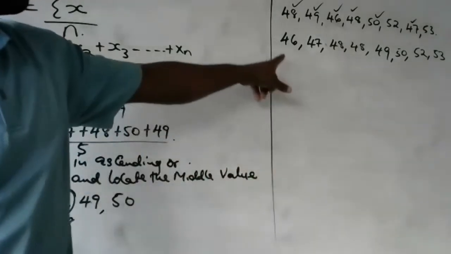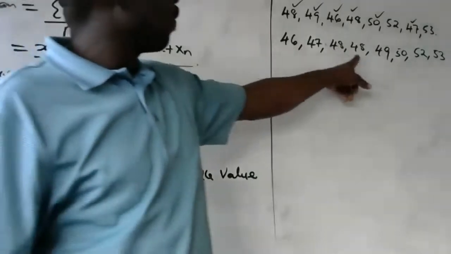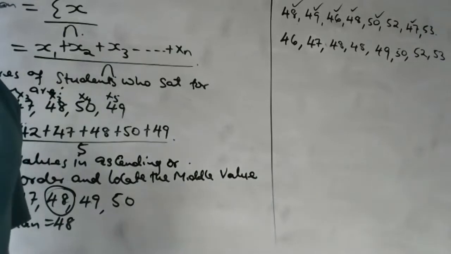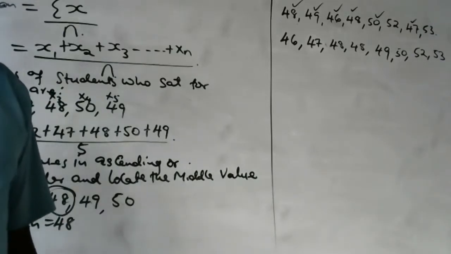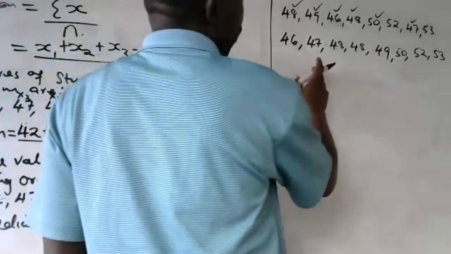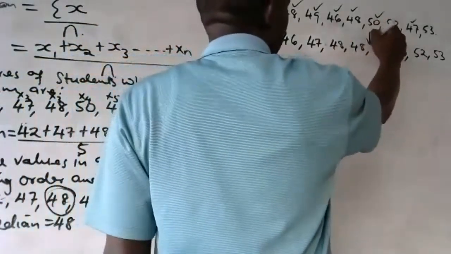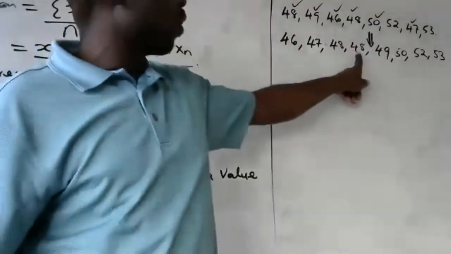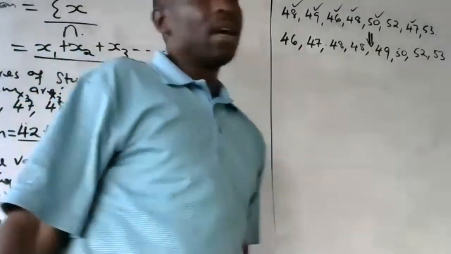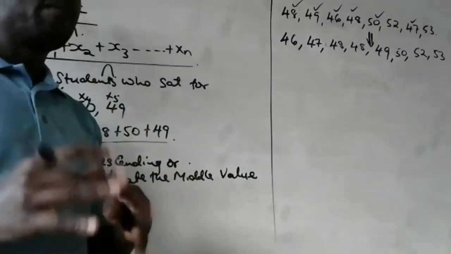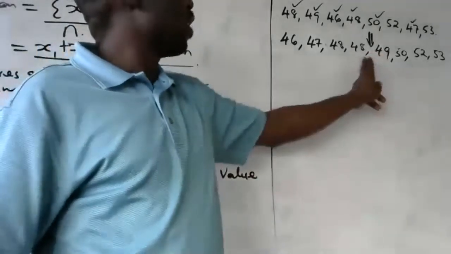If you look at these numbers, how many are they? 1, 2, 3, 4, 5, 6, 7, 8. Because they are 8, there is no one specific number that appears at the middle. There is no one value that is going to give us the median. The middle position in this case is actually here, such that we have 4 numbers from the lower side and 4 numbers from the upper side. So there is no specific number at the middle. The middle is somewhere in between the 2 numbers.